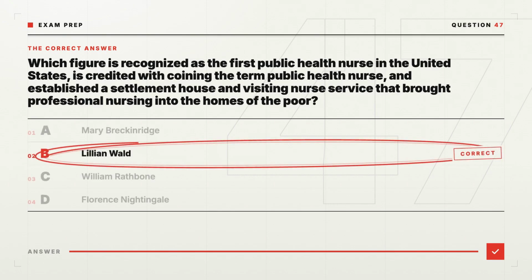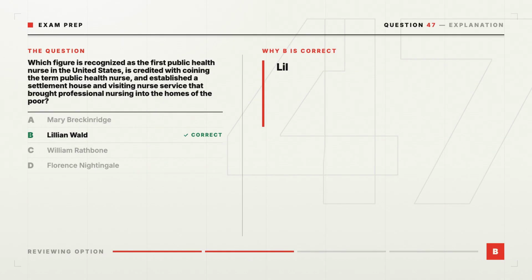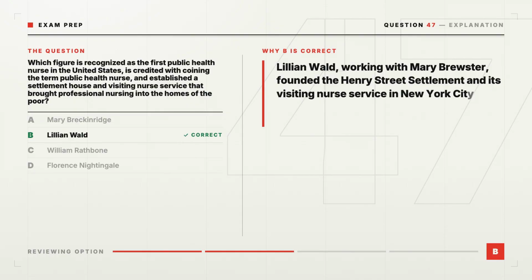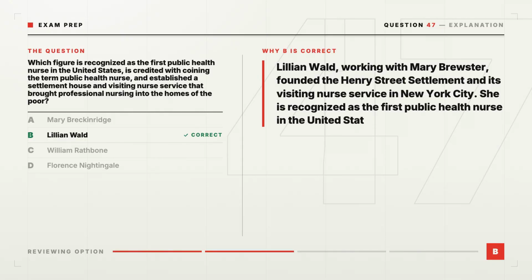The correct answer is B. Lillian Wald. B is correct because Lillian Wald, working with Mary Brewster, founded the Henry Street Settlement and its visiting nurse service in New York City. She is recognized as the first public health nurse in the United States and is credited with coining the term itself. Delivering professional nursing to poor communities where they lived is the innovation that still defines the specialty.